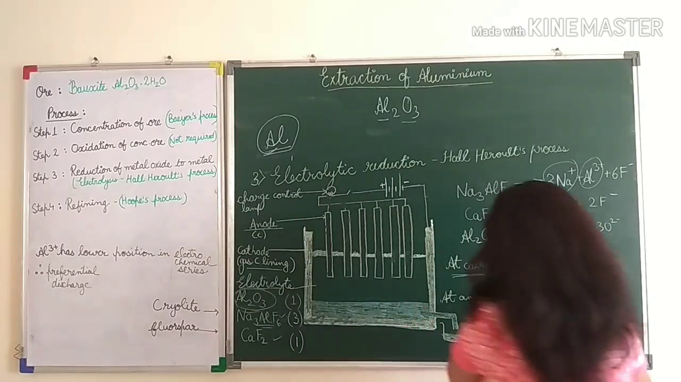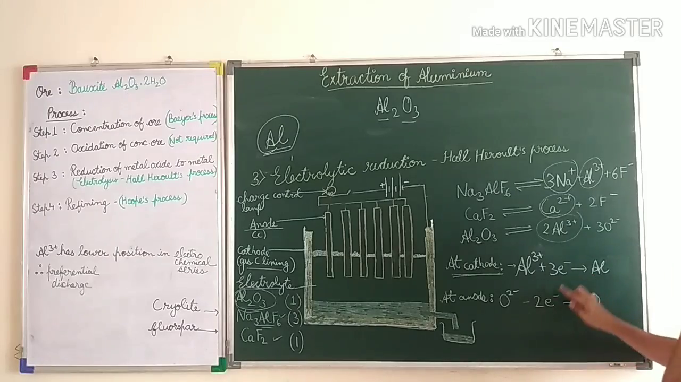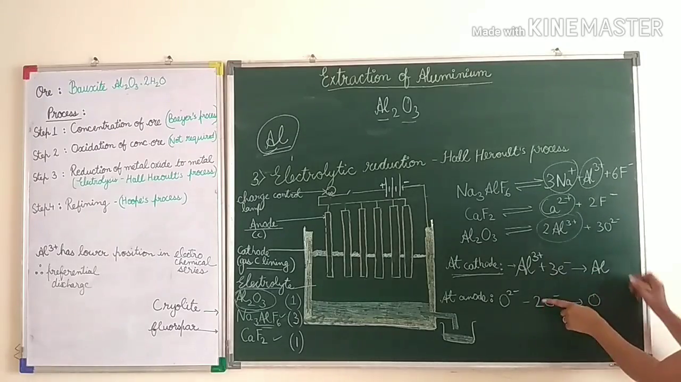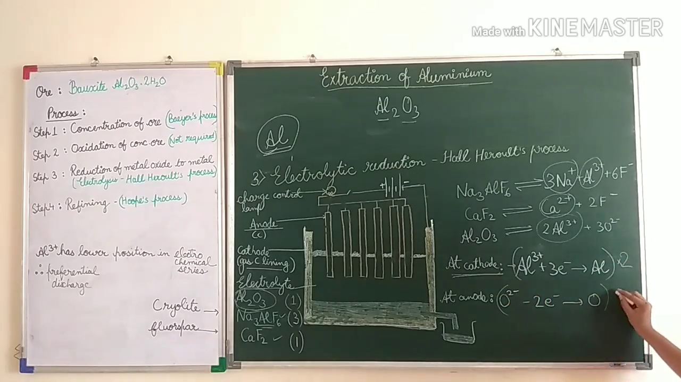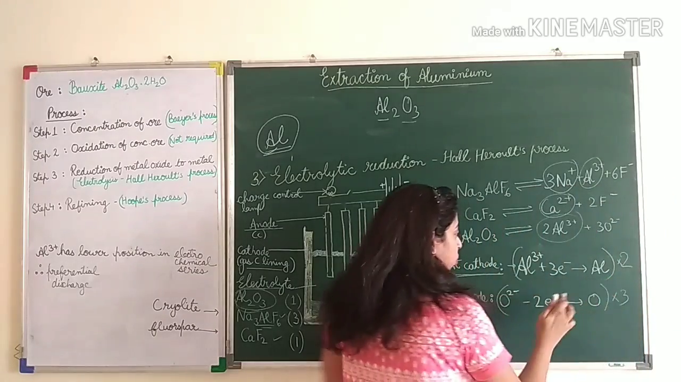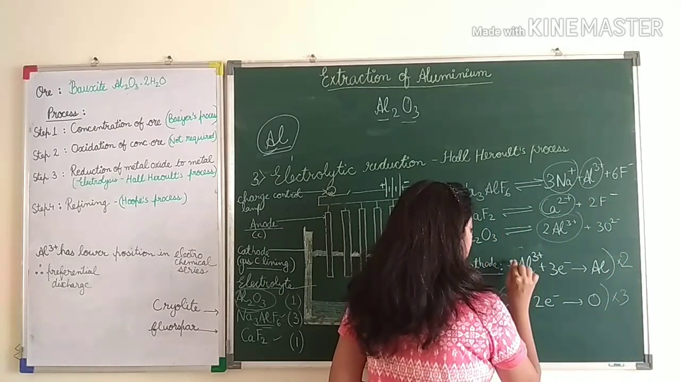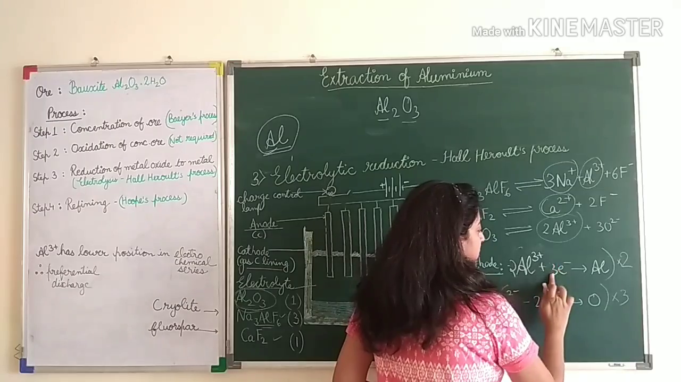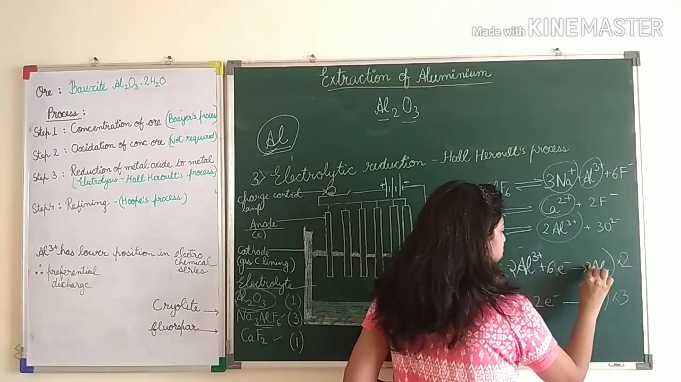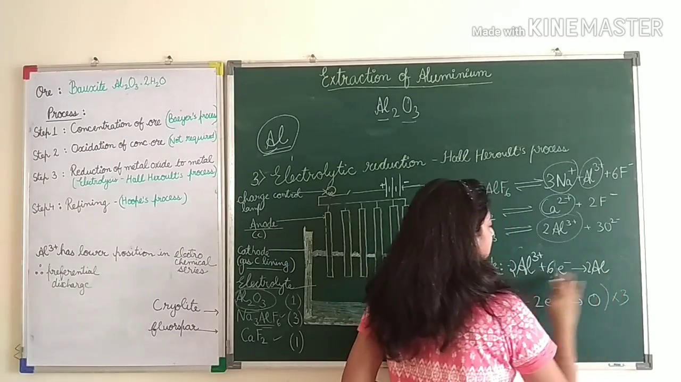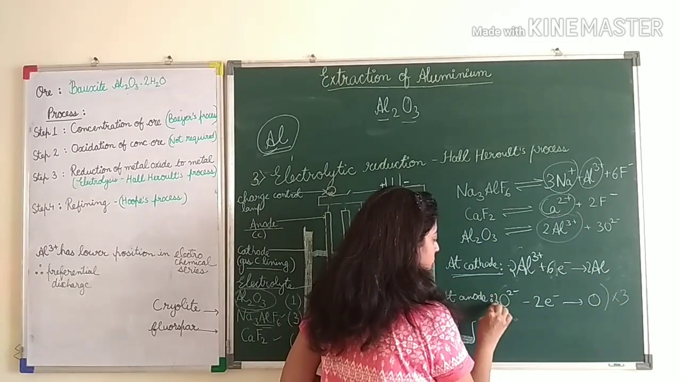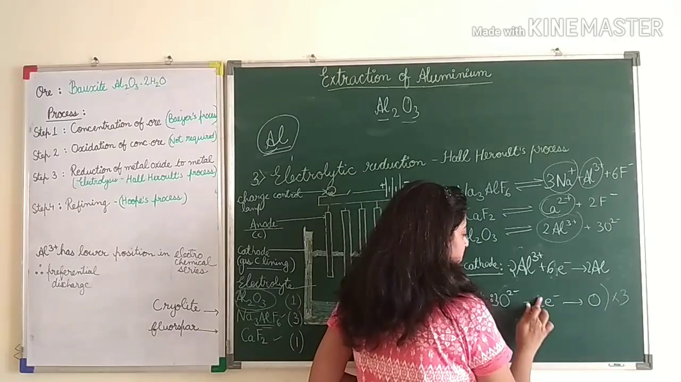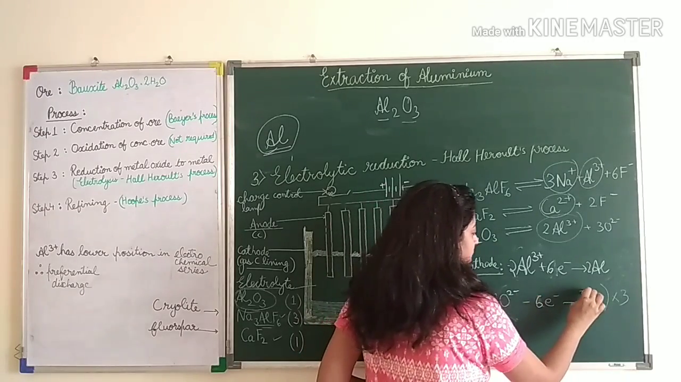तो जितना ये accept करेगा उतना ही इसको lose करना है. So we have to balance. Now how to balance 3 and 2? We have to multiply this equation by 2 and this equation by 3, then only we can balance it. If we multiply this by 2, it becomes 2 Al3+, the 3 becomes 6 electrons, and this becomes 2 Al. So our reaction is like this. If we multiply the other with 3, this becomes 3 oxygen, 6 electrons, and 3 oxygen.